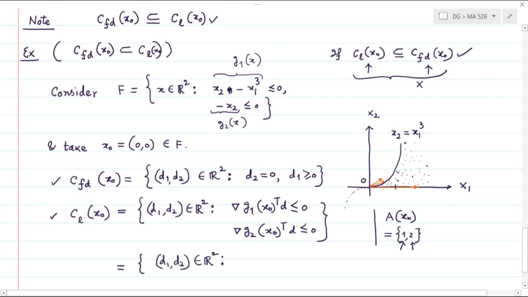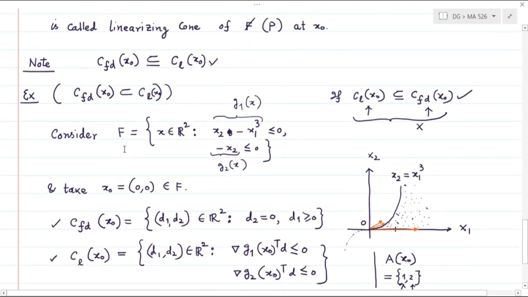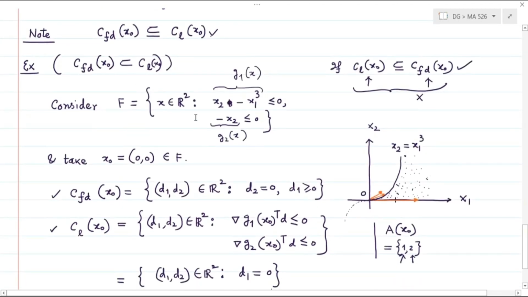What is the gradient of g1 at x0? Just put the values of grad g1 x0 and grad g2 x0, and accordingly you will find that the CL x0 is the entire x1 axis. Fine. And therefore we note that this shows that CFD is strictly a subset of CL.